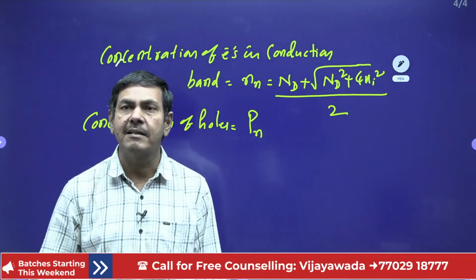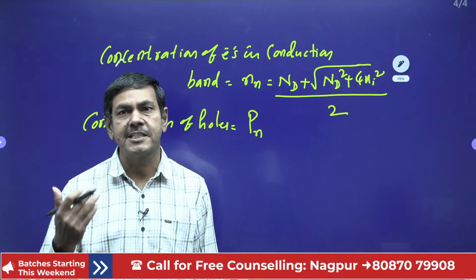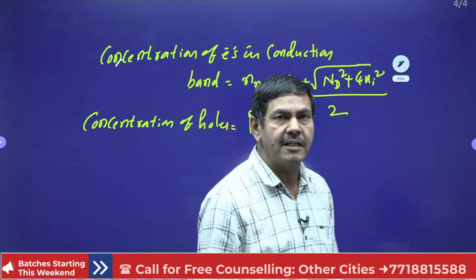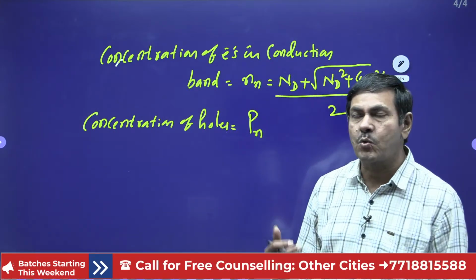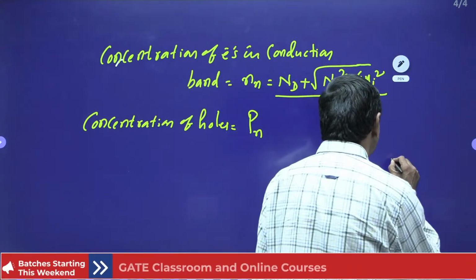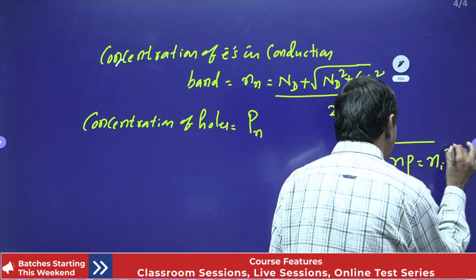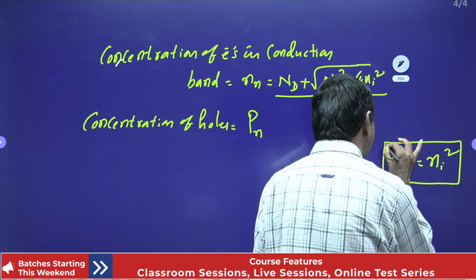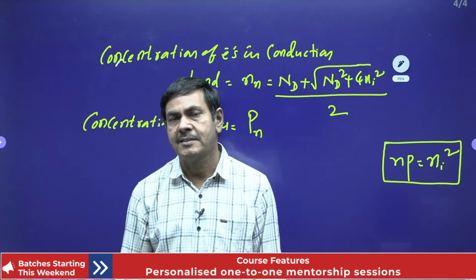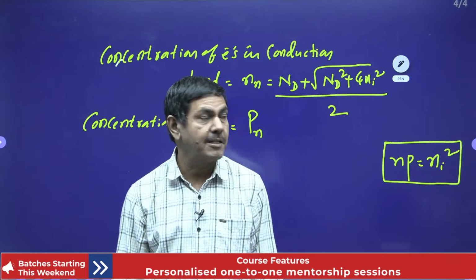What is mass action law? At thermal equilibrium condition, that means when the temperature remains constant, the product of concentration of electrons and concentration of holes is equal to the square of intrinsic concentration. What it says: N into P equal to Ni square. The formula is applied in the mass action law only now. N into P equal to Ni square only now. This formula is applicable for what? Intrinsic or extrinsic semiconductor. For both materials, this mass action law is applicable.